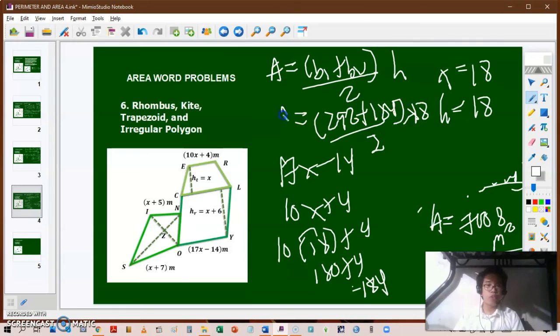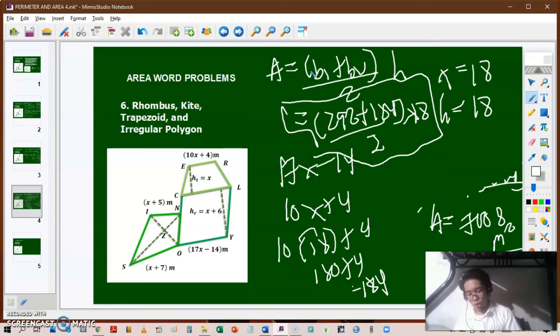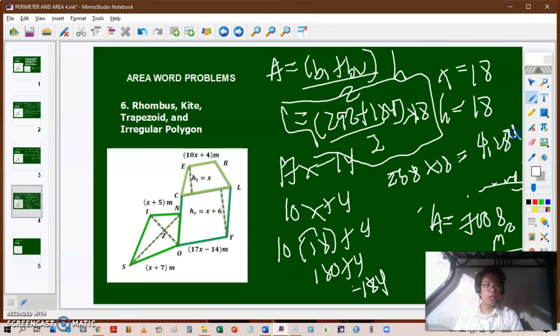So this will be the area of our trapezoid, or the storage room that we have here for our laboratory. 292 plus 184 is simply 476, divided by 2, so we get 238. And 238 times 18 to get the area. Times 18, we get 4,284. 4,284 meters squared. So that's the area of the trapezoid, or the storage room.